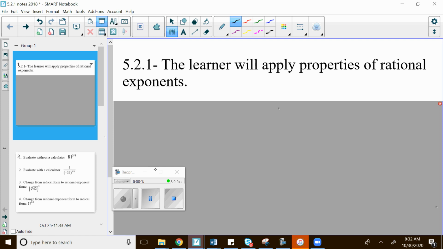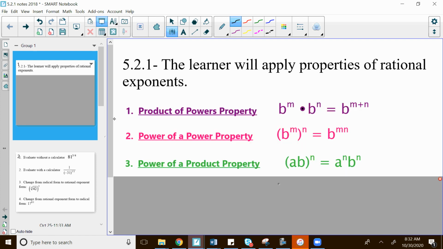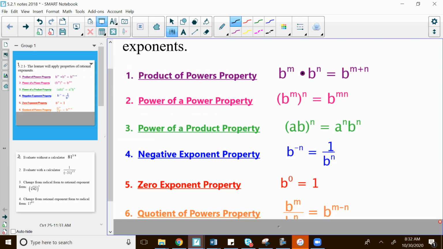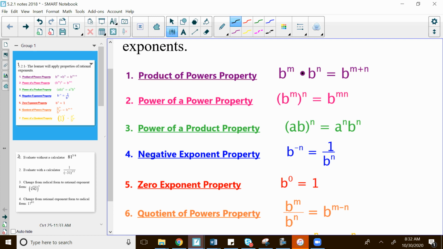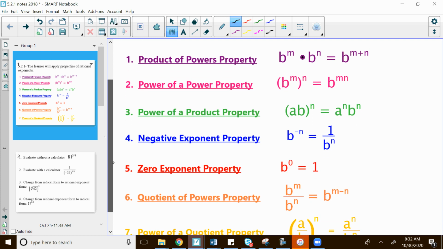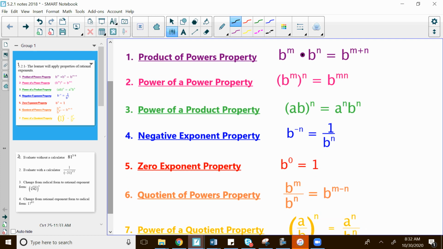Now, we wrote down a while back, in section 4.1, every one of these properties. Product of powers: when you're multiplying things with like bases, you add the exponents. When you're taking a power to a power, you're multiplying the exponents. When you have multiple bases in parentheses, they're all being raised to a power, so you're distributing that power. Any negative exponent is going to move the base to the denominator, or if it's in the denominator and negative, it'll move it back to the numerator.